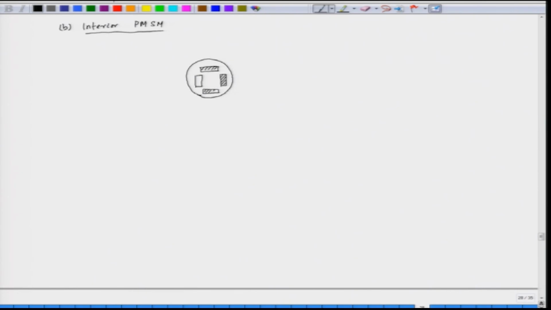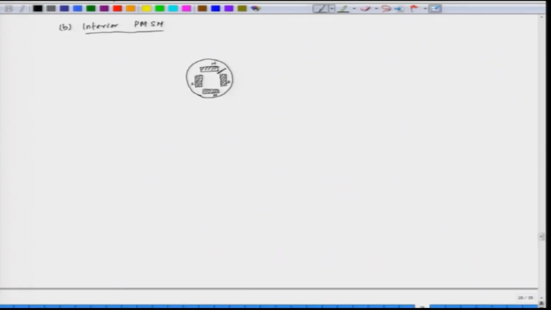So, this is the magnet that we have, and if this is the north pole, this is south pole, this is north and this is south, and since the magnets are within the rotor, it does not basically fly off. So, the interior permanent magnet synchronous motors can be used for higher speed application, and also since the magnets are within the rotor, they are more protected. So, they cannot be demagnetized easily.